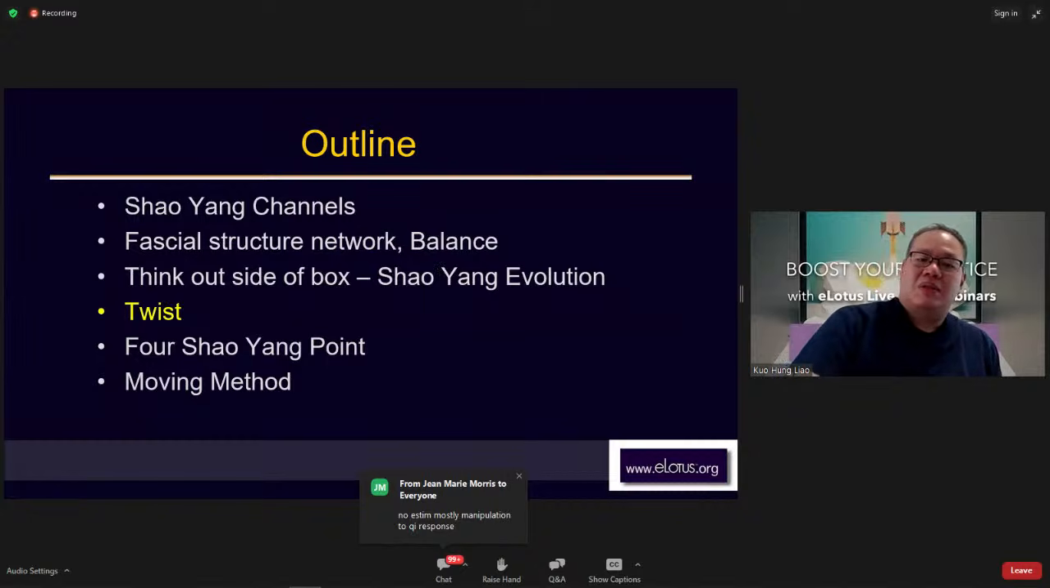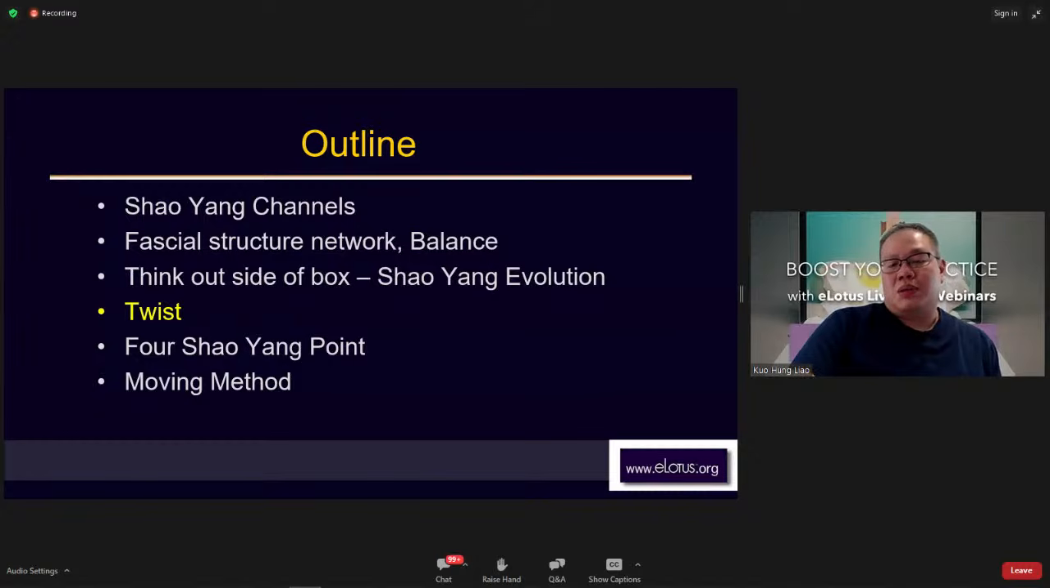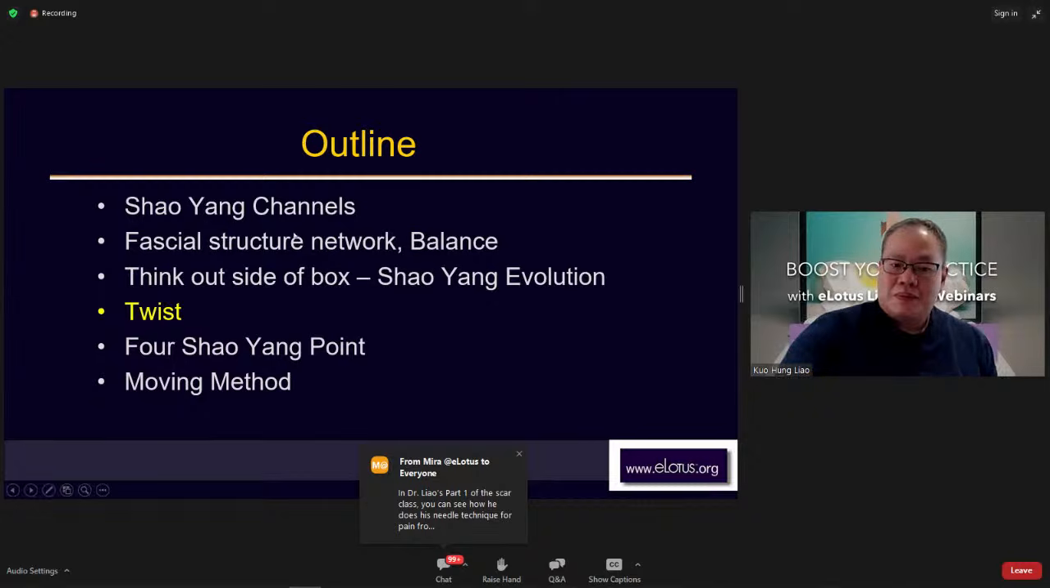That's today's outline. First, we're going to refresh some memory about the Shaoyang channel, refresh the textbook memory. And second, I'm going to talk about the fascial structure network and the balance. I think that's a key point, how I explain Chinese medicine, or medicine. And in the last SCAR class, we actually talked a lot about this fascial structure network and balance theory. This time we're going to refresh some memory and continue with theory to explain the Shaoyang points. Okay.